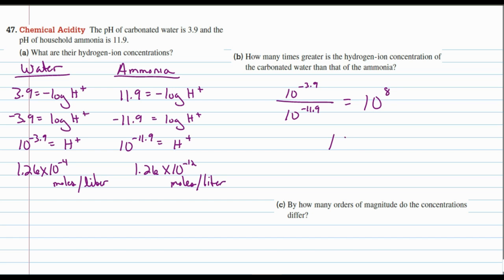Wow, so that's 1, 2, 3, 4, 5, 6, 7, 8. So you're looking at 100 million times greater concentration. By how many orders of magnitude is that? Wow, way easier to use orders of magnitude. That's 8 orders of magnitude.